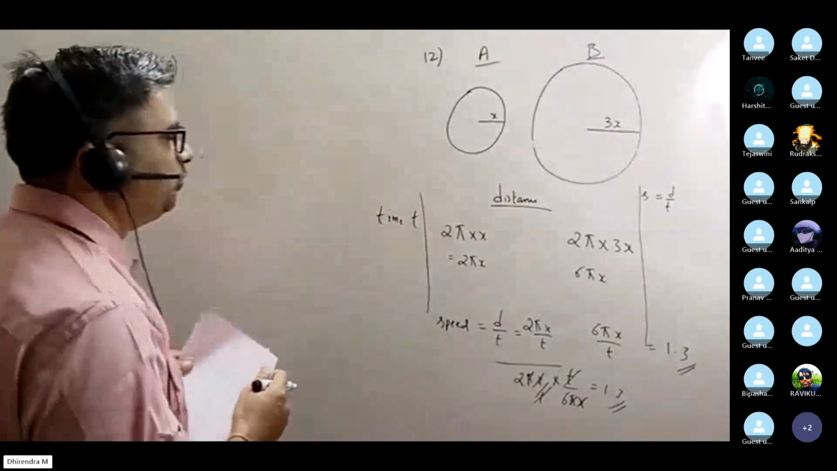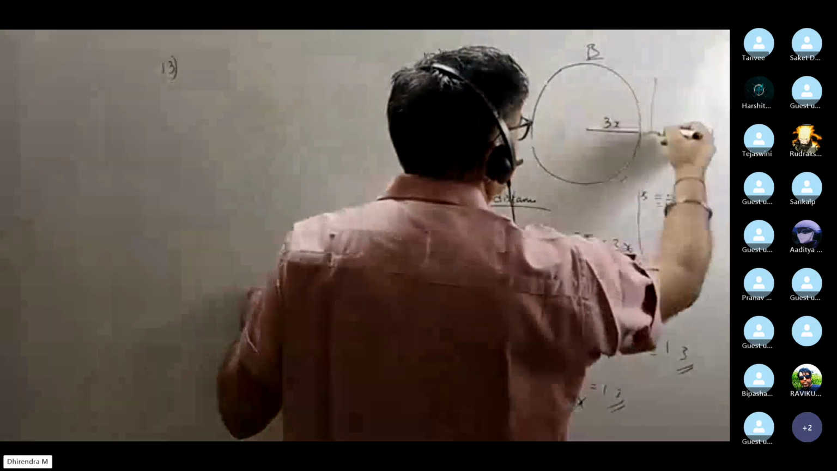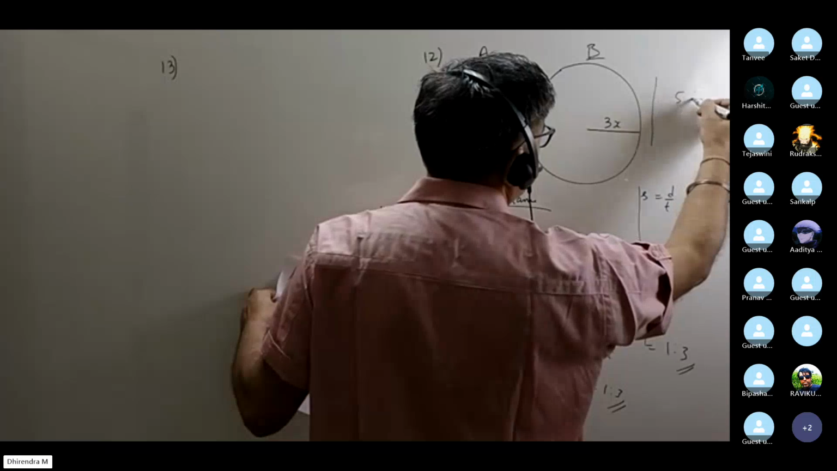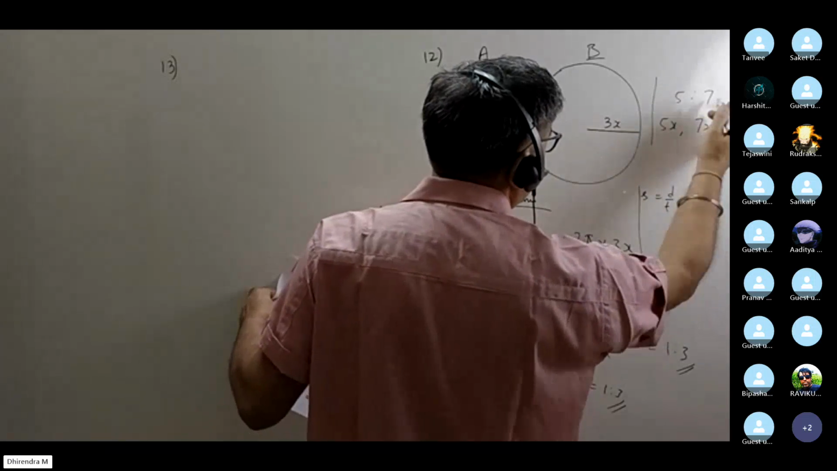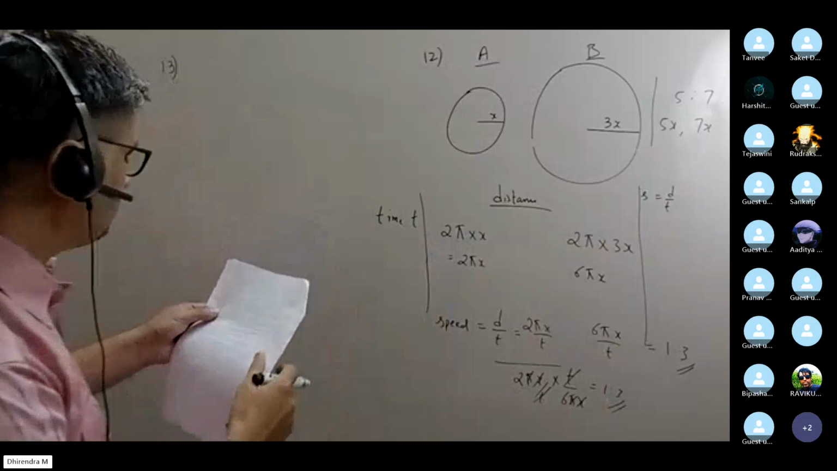So I have taken the quantity as x and 3x. This is how we do. If two friends have masses in the ratio 5:7, then what are the masses we take? We take 5x and 7x. We don't take 5 and 7.